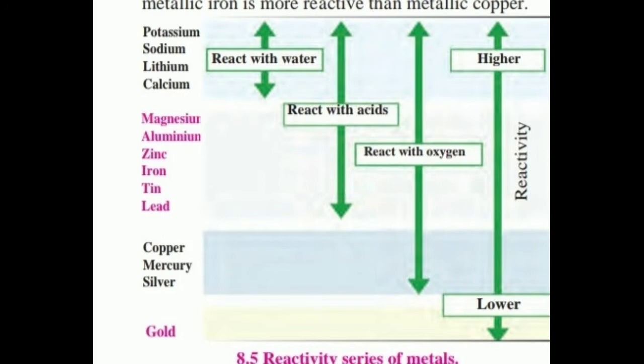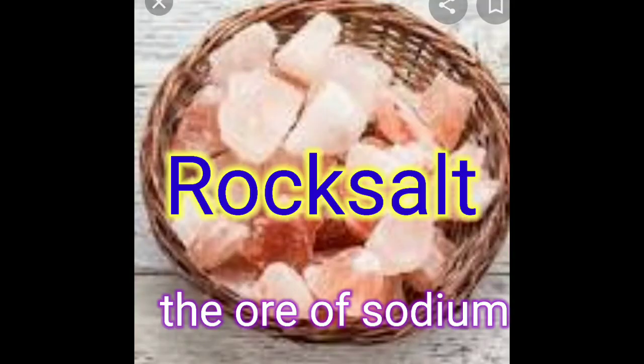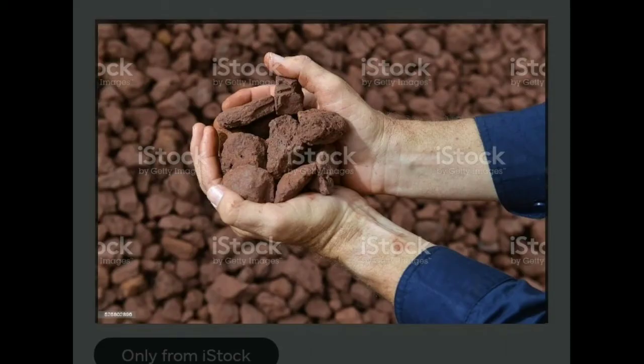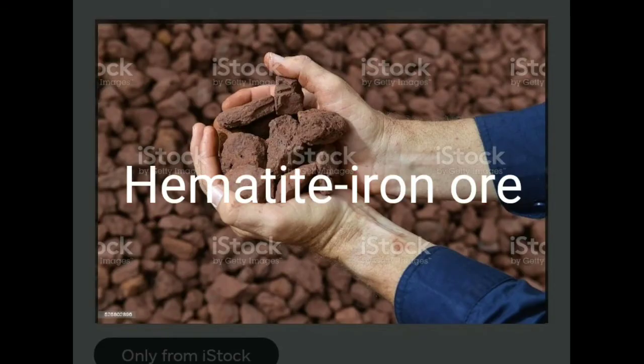Sodium metal is present in the form of rock salt. Rock salt is the ore of sodium chloride. Rock salt is also called common salt, sodium chloride. In the same way, aluminium is present in bauxite. Aluminium is extracted from the bauxite ore.